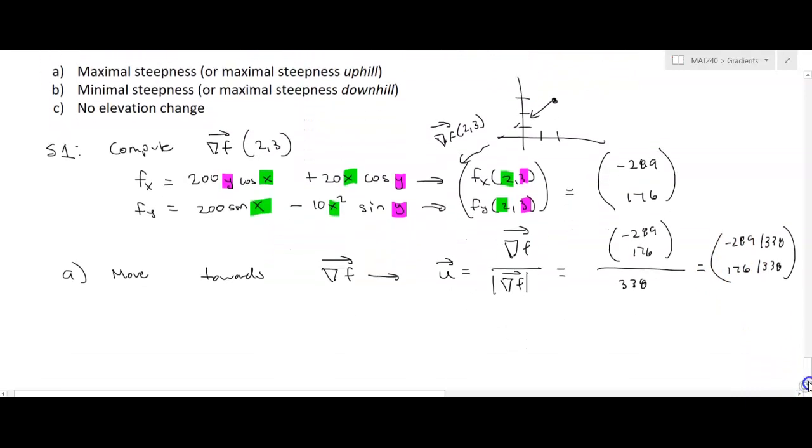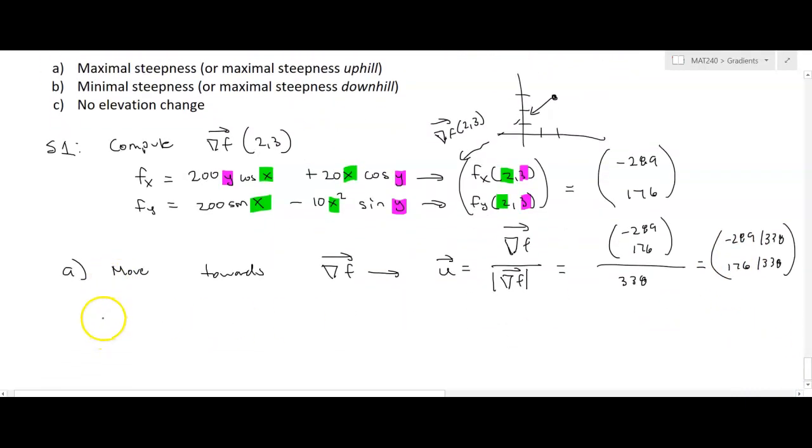To compute the directional derivative, we already know that the directional derivative in the maximum direction, which I'll call u max, that's in the direction of the gradient at the point (2, 3), is going to equal the magnitude of the gradient vector. But let's go ahead and compute it to show that's what happens. We could just say at this point that we're going to gain 338 feet of elevation per 1 mile in the direction of the gradient.